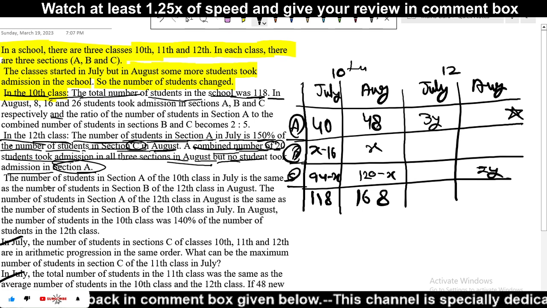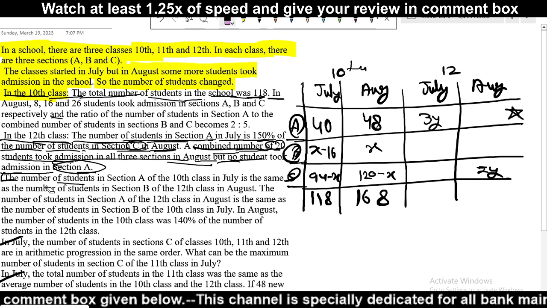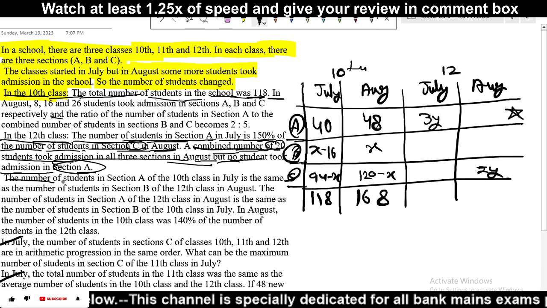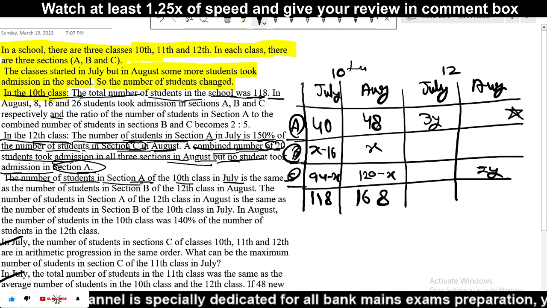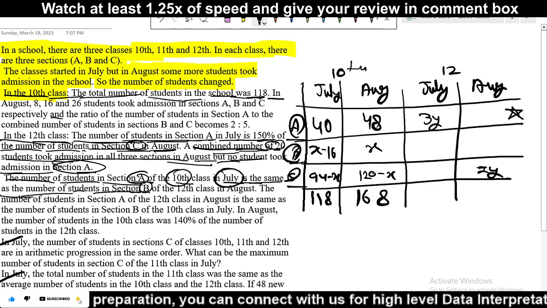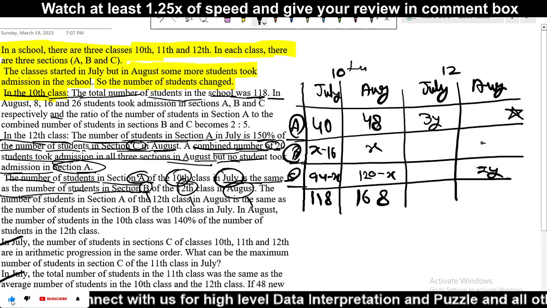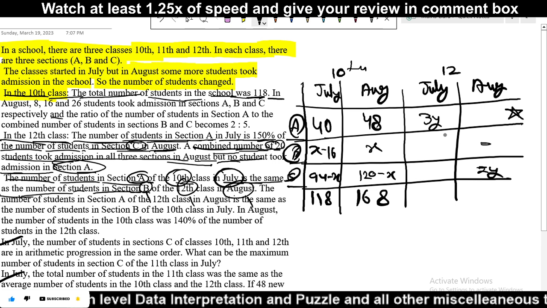Now just read the next part also. These are the extra information which were given in the question. The number of students in section A, 10th class July. See this, where it is. A 10th class July. Here it is. It is saying this is the same as the number of students in B 12th class August. Where is B 12th class August? Okay, so this and these both are the same. Meaning if here it is written 40, then here also 40 will come.